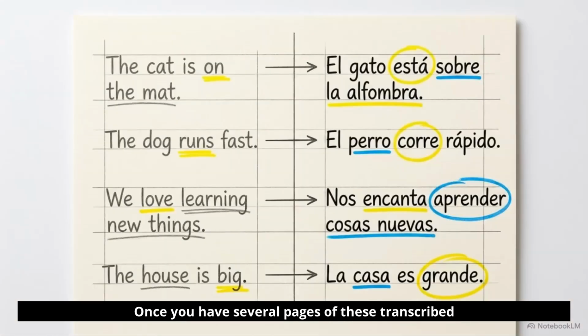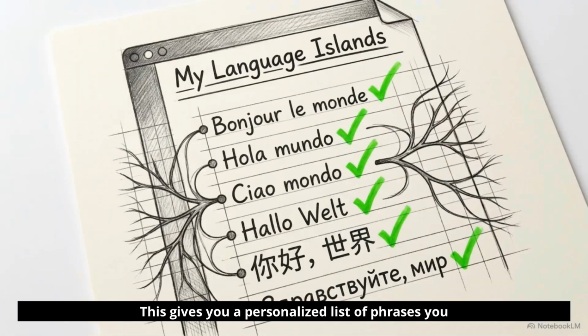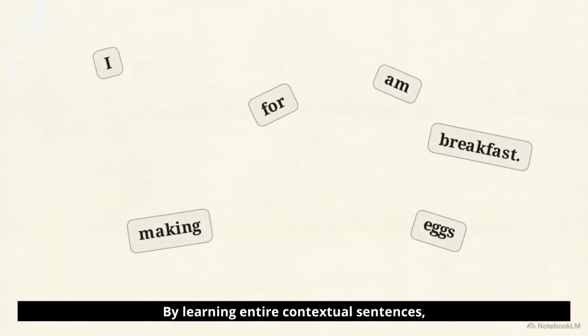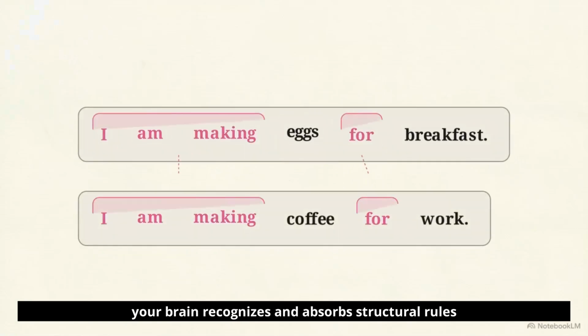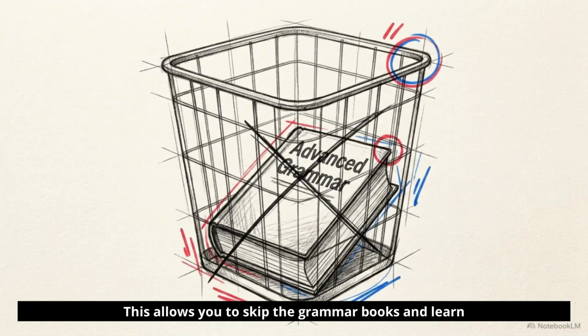Once you have several pages of these transcribed thoughts, use an AI translation tool to convert them into your target language. This gives you a personalized list of phrases you actually use in your day-to-day life. By learning entire contextual sentences, your brain recognizes and absorbs structural rules automatically. This allows you to skip the grammar books and learn the language through pattern recognition.